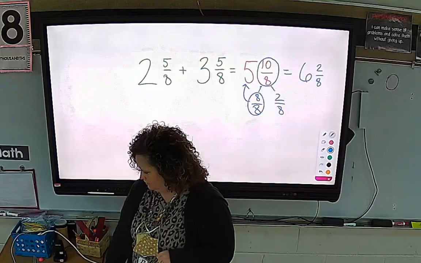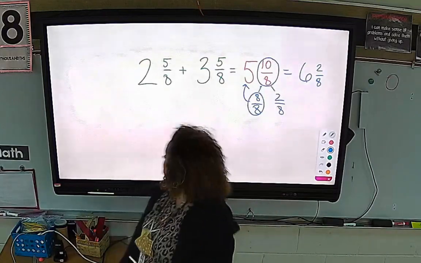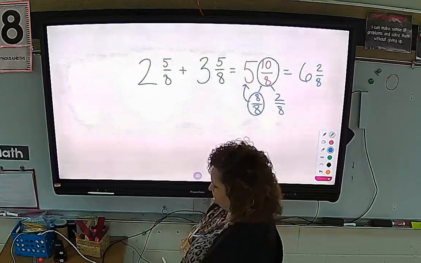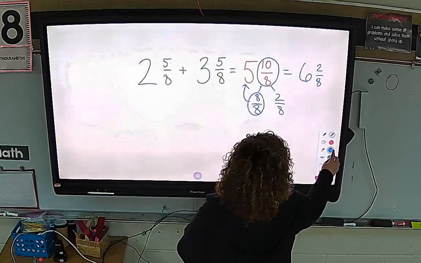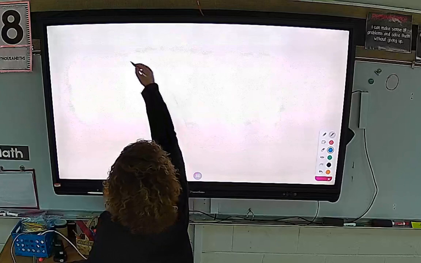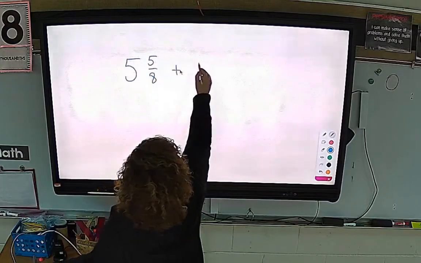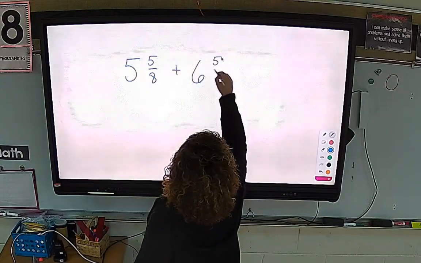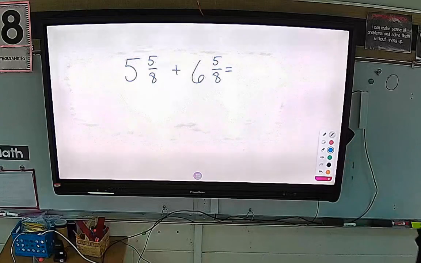Let's go to, that's fine. Okay. Clear your board. We'll put this new problem. This looks very similar, but that's okay. We've got 5 and 5 eighths plus 6.